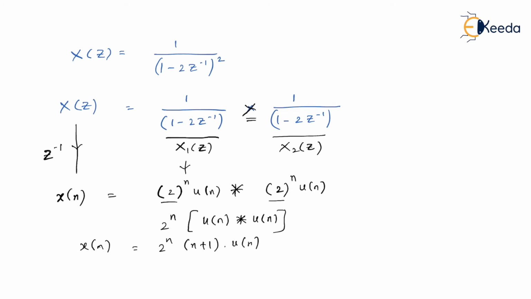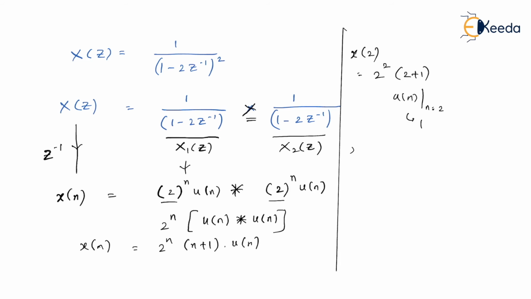And you had to calculate x of n at n equal to 2. So x of 2 is equal to 2 to the power 2, times 2 plus 1, then u of n at n equal to 2. You know that u of n is continuously 1 from n equal to 0 to infinity. So even at n equal to 2, the u of n value is 1. And again, x of 2, if you calculate, is 12. So I keep telling students that if you know the concepts, then there are infinite solutions. Or to be very precise, there are many solutions and you have to select the easiest one, right?